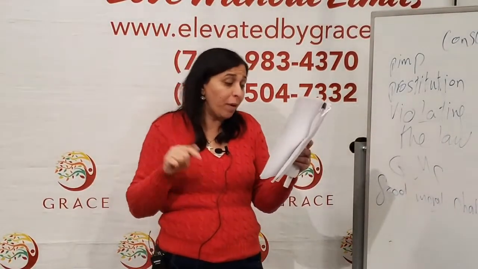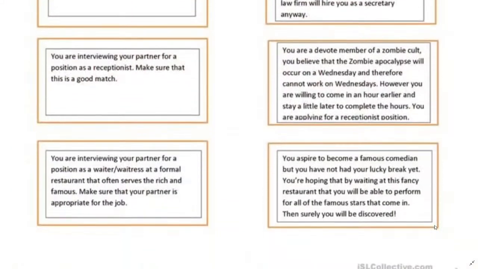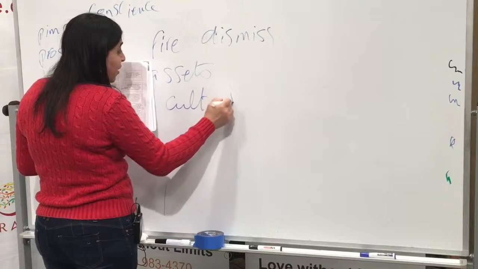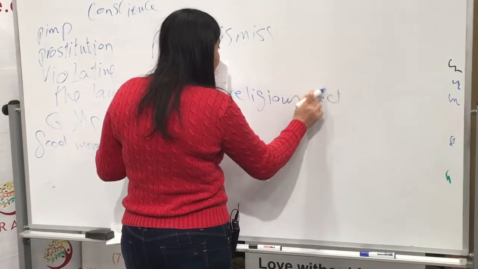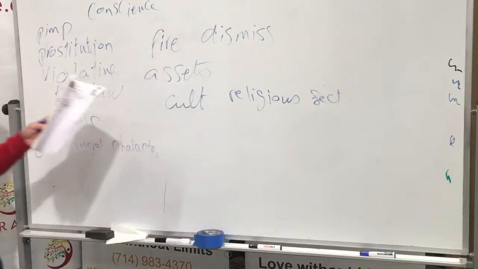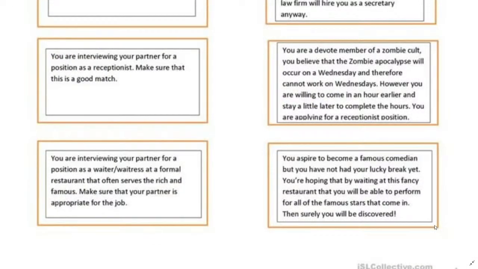Four, you're interviewing your partner for a position as a receptionist at a reception. Make sure that this is a good match. Work at a reception in a hotel, whatever. You are a devout member of a zombie cult. Cult means a religious sect. Sect, S-E-C-T. So you are a devout member of a zombie cult.